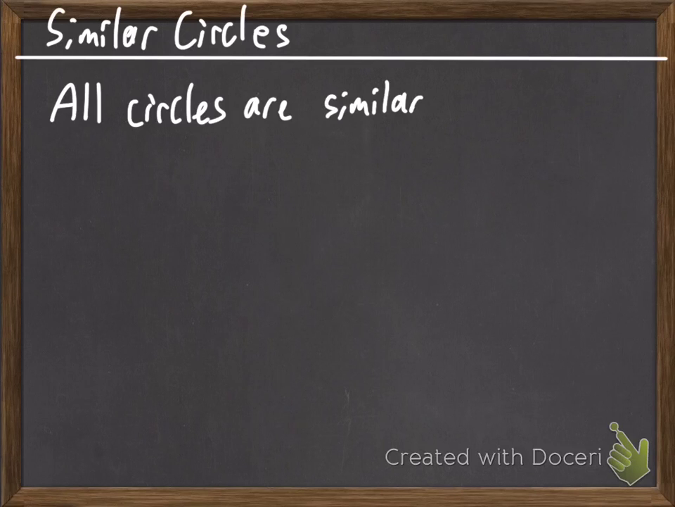Similar circles theorem: all circles are similar. If we think about this, we only have one real dimension to go off with a circle, and that's the radius. And if you're comparing two circles, you're always going to get the same fraction no matter what. So just remember that all circles are similar.